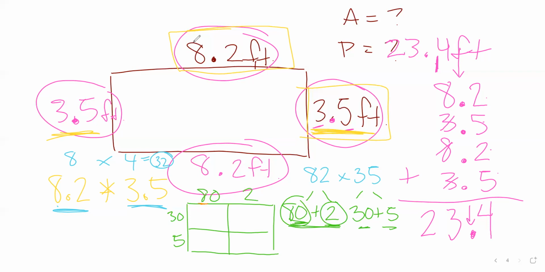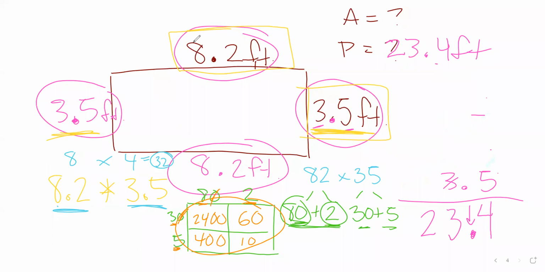So 8 times 3 is 24, and then I have 2 zeros. So that's 2,400. 3 times 2 is 6, and then I have 1 zero. So that's 60. 5 times 8 is 40, and then 1 zero. So that's 400. And then 5 times 2 is 10. I'm going to add these together. I'm going to erase our decimal work over here so I have some space.